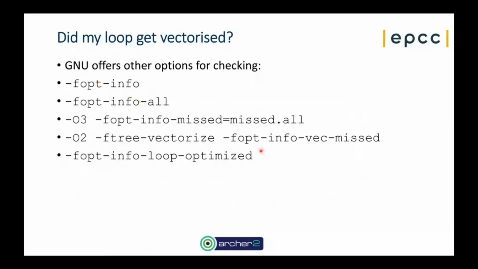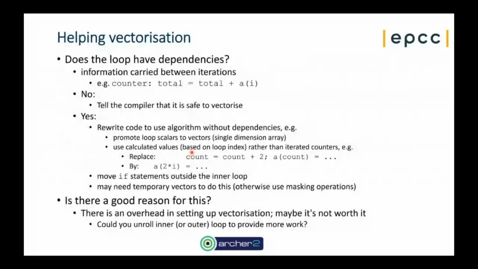So these optinfo, vectorized, all these kind of things, they all do similar things, but you can get useful information out of them about how well the compiler is vectorizing your code. As I say, when it's looking for vectorization, it'll be looking for things like this.